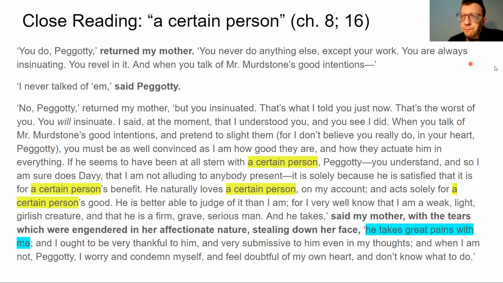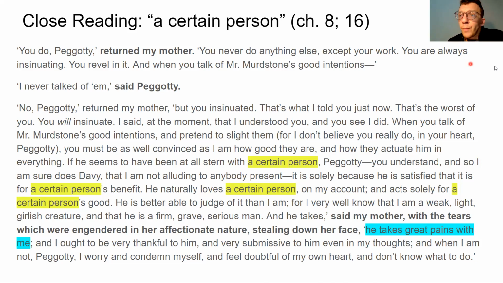But as I read, I want you to mark what I've highlighted here. And specifically, I want to suggest that Clara Copperfield is not as silly as people tend to say.